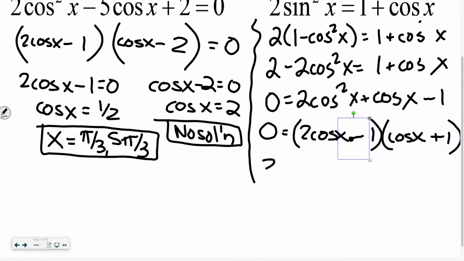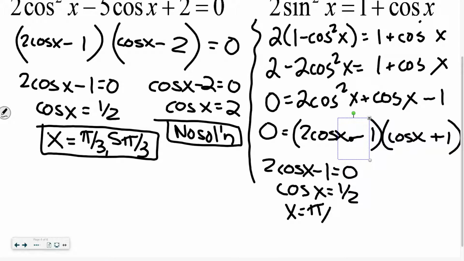Set your factors equal to 0. We'll move fairly quickly through this. This is cosine x equals 1/2. We just did that one. That's pi thirds and 5 pi thirds.